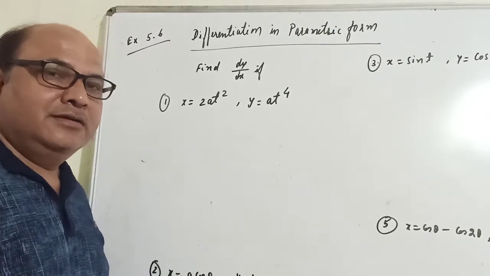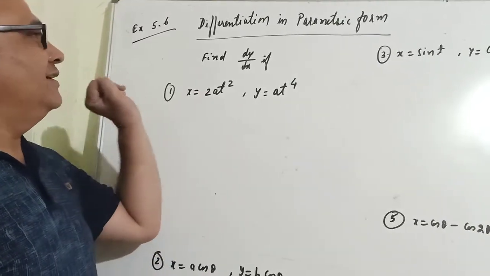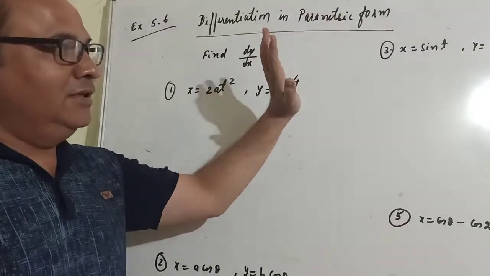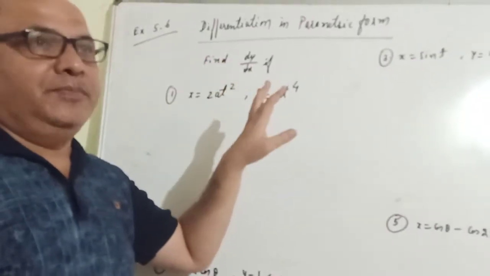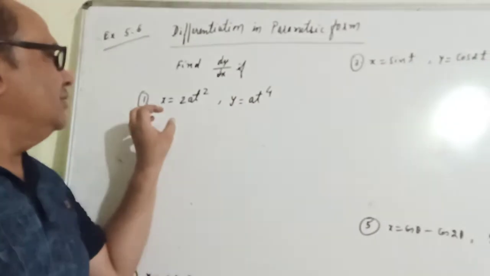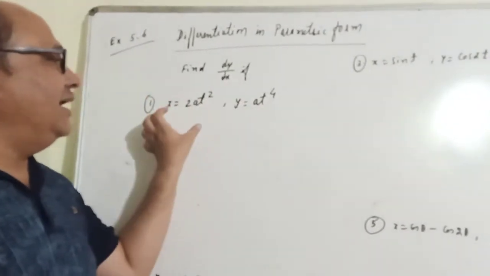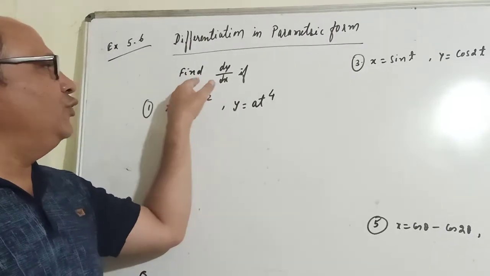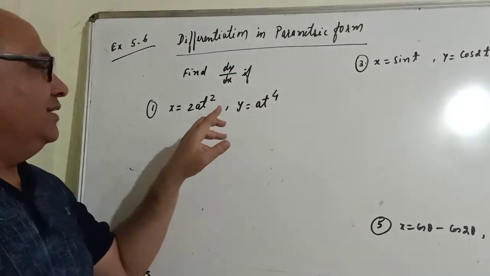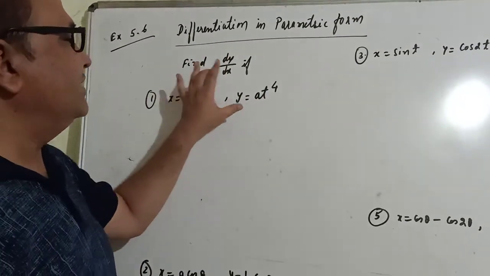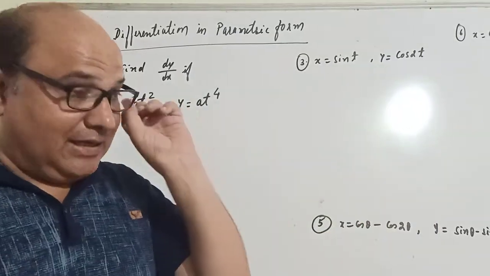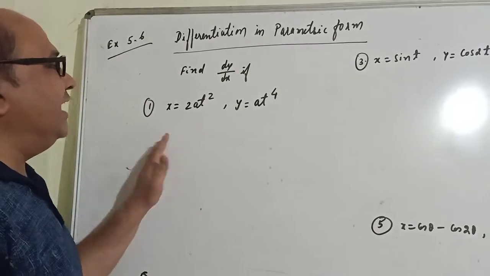Good morning. I'm starting a new topic, differentiation in parametric form. This is a very simple topic. Here you are given x and y as functions of t. Our aim is to find dy by dx. Sometimes you will get x and y as functions of t, sometimes as functions of theta. What is to be done to get dy by dx?